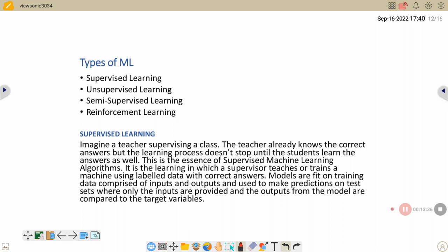Right, so what I am saying here is we are inputting the correct answers as well in the training phase. In the training phase, we are giving the input data as well as the correct answers for that particular training data. Correct. Then when we are doing the testing, we are making predictions on the test data where only the inputs are provided, and the outputs are then compared with the actual target variables.